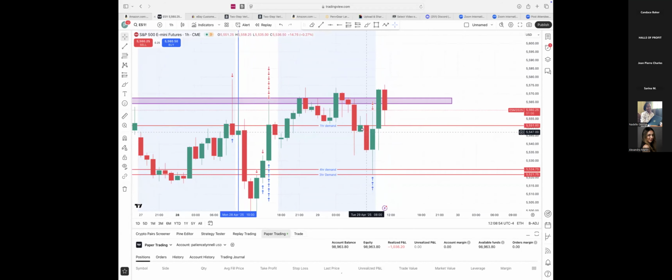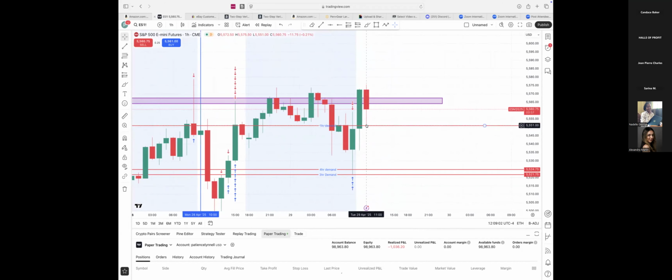So after it passes this, does it turn into a demand? How would that work? Because I see it's reacting off of it here. Yeah, I see it's reacting here.